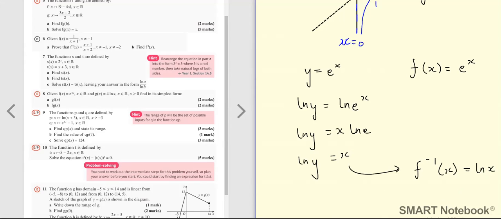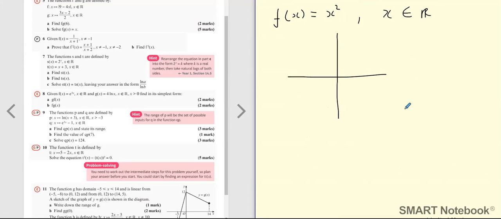Now, let's look at something. f of x equals x squared, where x can be any real value. What does f of x look like? Can you describe to me in the chat what f of x looks like?